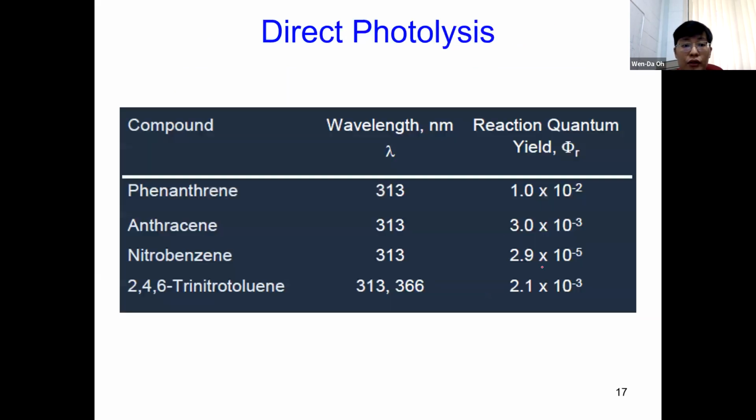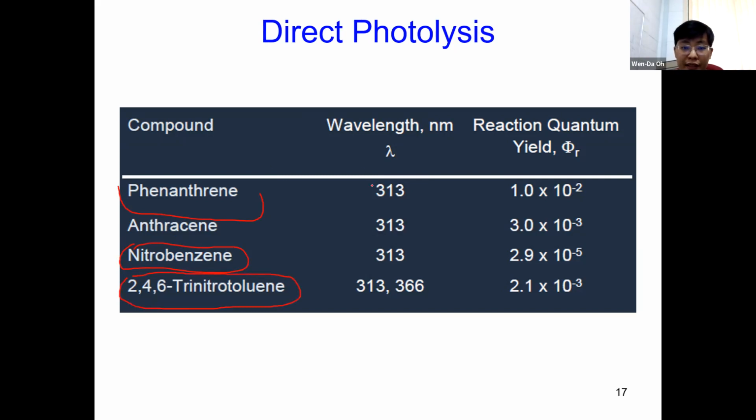Just to show you some of the compounds, for example phenanthrene and anthracene, these are very commonly found in the environment. Of course, nitrobenzene is less likely in the environment. Then we have TNT, 2,4,6-trinitrotoluene. This is also sometimes found in the environment, when you have a mining area where they use explosives, right?